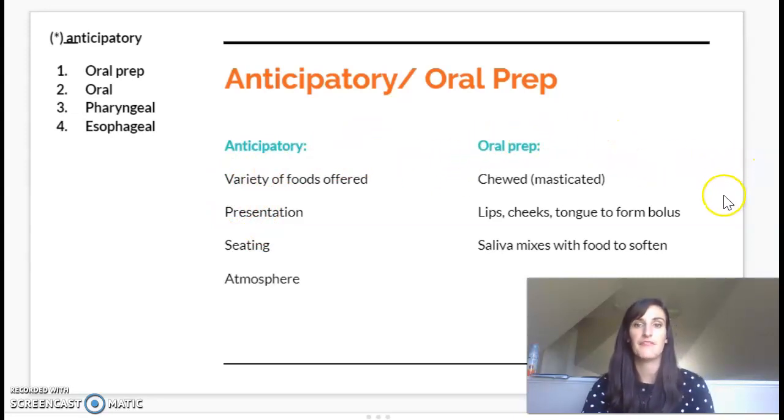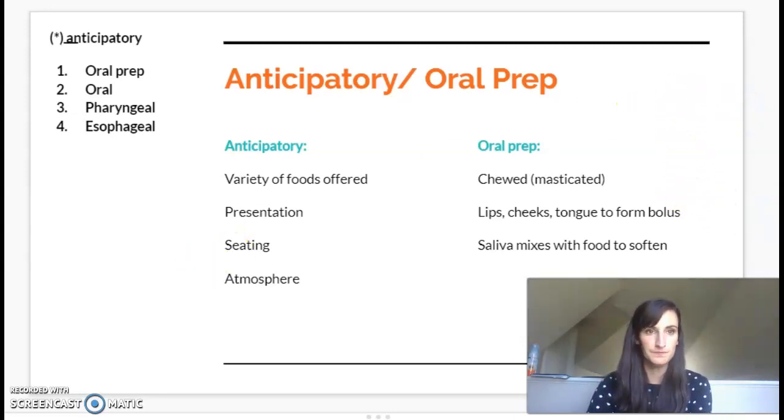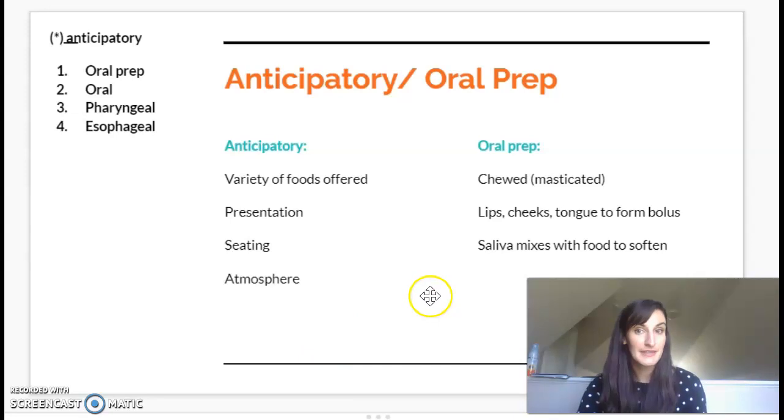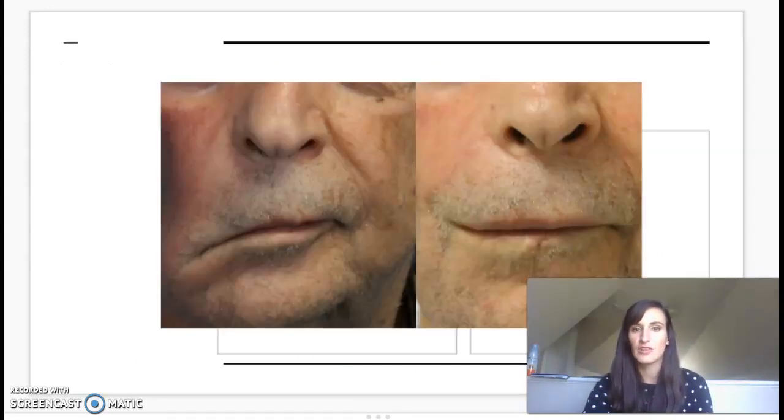Okay. Also, then moving into the oral prep. This is where we're talking about the first bite as the food enters your mouth. So you're chewing, or the mastication process. Your lips, cheeks, and tongue are helping to form that bolus. The saliva mixes with the food to start to soften it and get it to the correct texture. Okay, and then from here, start to think about your lips, your cheek, your tongue to form a bolus. And you've got some experience in this, you've done this before, but now think about someone with asymmetrical lip closure.